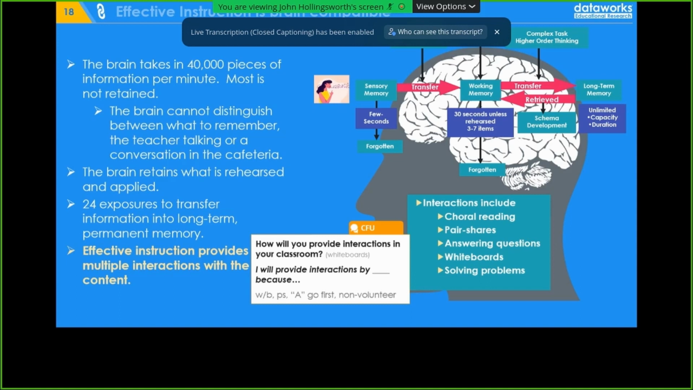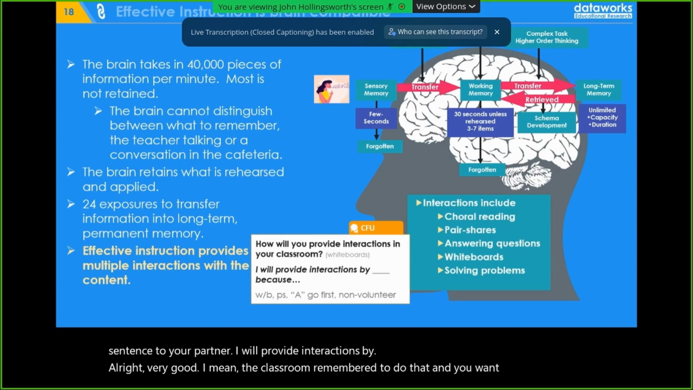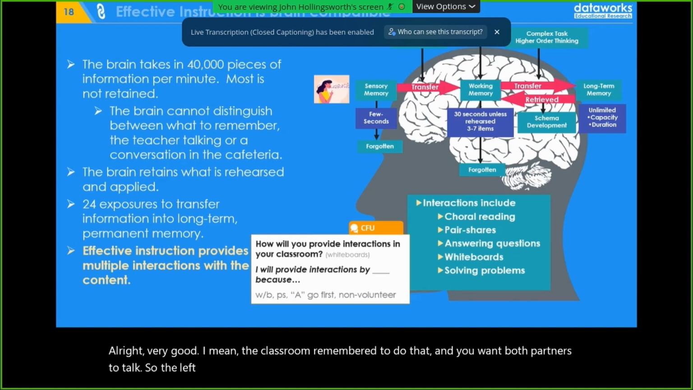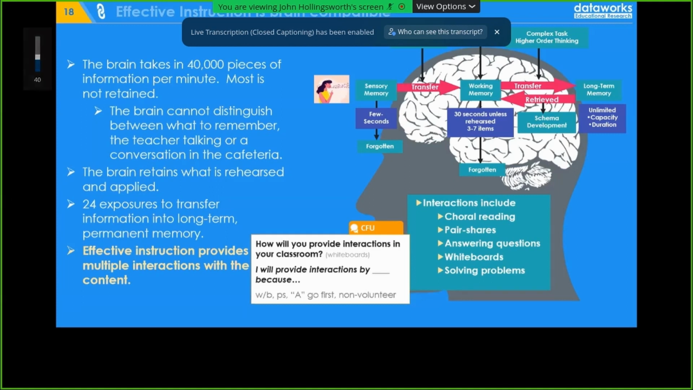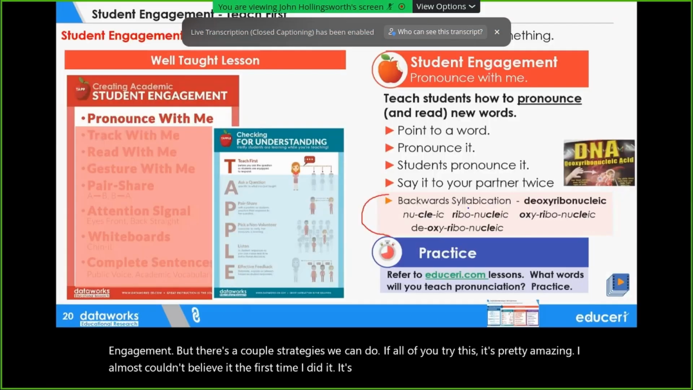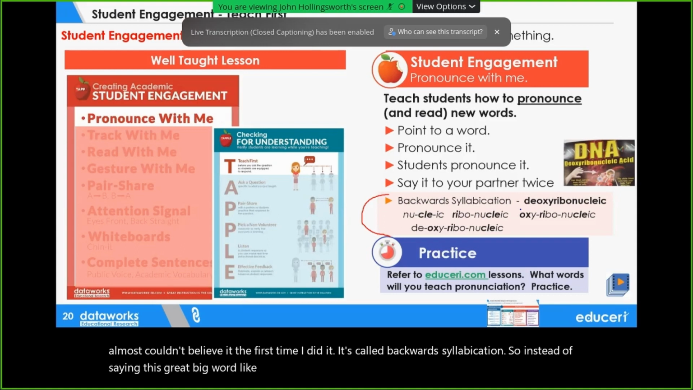And this, pronounce with me, is one of them. Usually we just say a word, engagement. But there's a couple strategies we can do. If all of you try this, it's pretty amazing. I almost couldn't believe it the first time I did it. It's called backward syllabication. So instead of saying this great big word like this, and then kind of fading out at the end, we start from the end and we start pronouncing, and then we add a little more, add a little more, and add a little more.